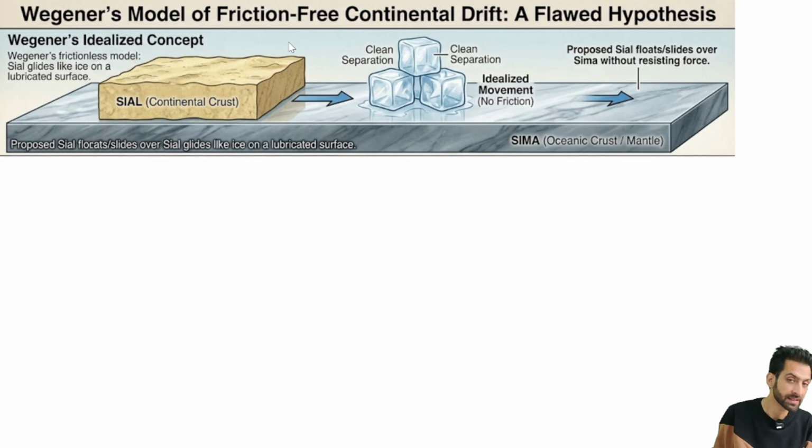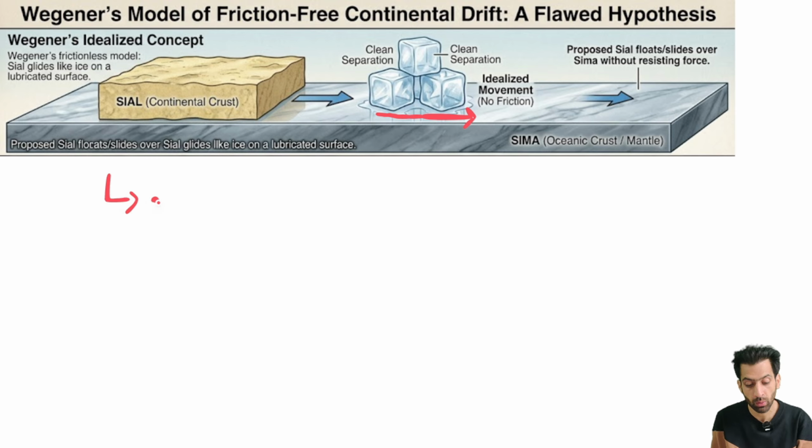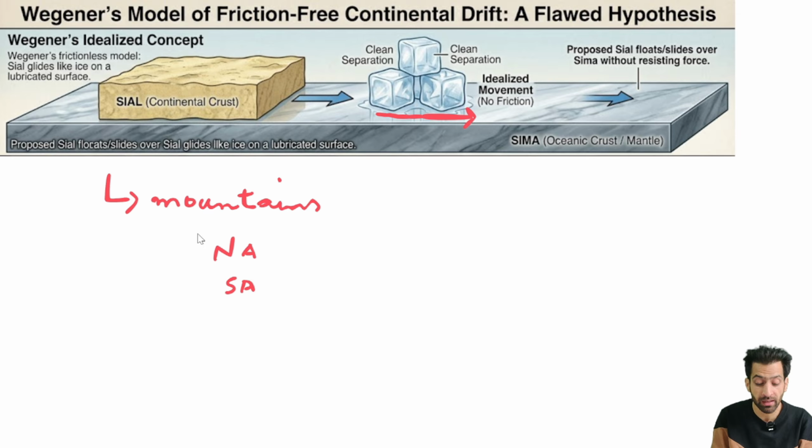So what is the criticism of the theory? First of all, Wegener said that the Sial floats on Sima without any resistance. And then at the same time, when he was asked about the formation of mountains, you know how he explained it? He explained that when North America and South America were moving westwards, due to resistance of the movement, because the Sial was moving on Sima, it led to the formation of mountains, the Rockies and Andes. Initially, he said that this moves without resistance.